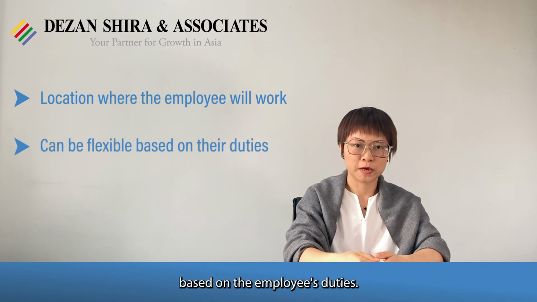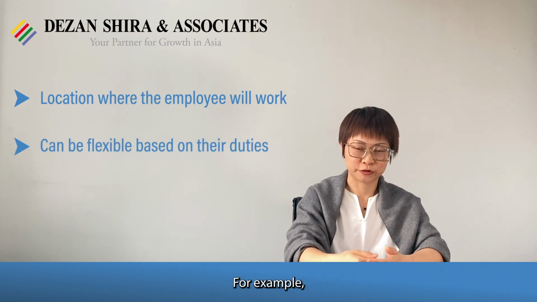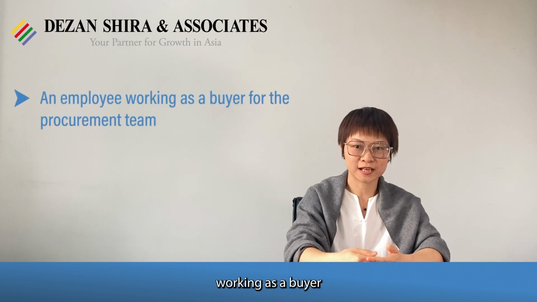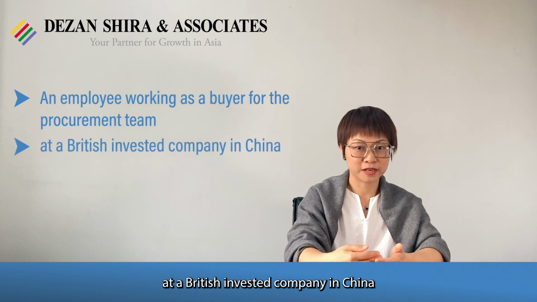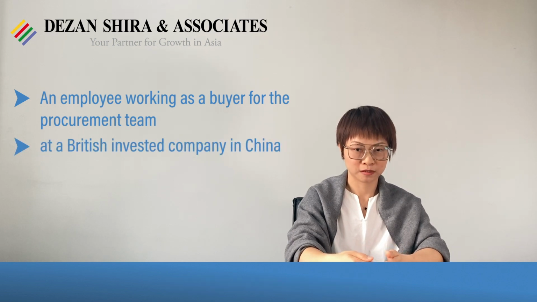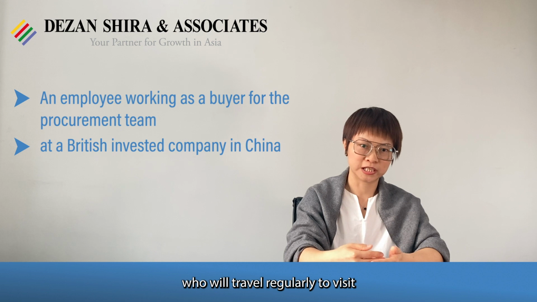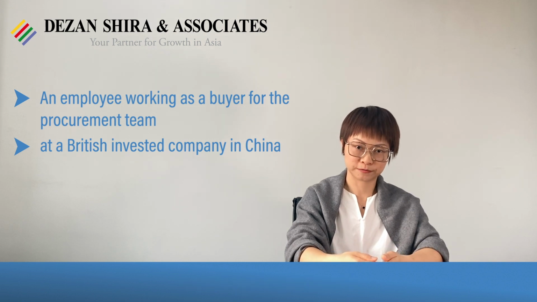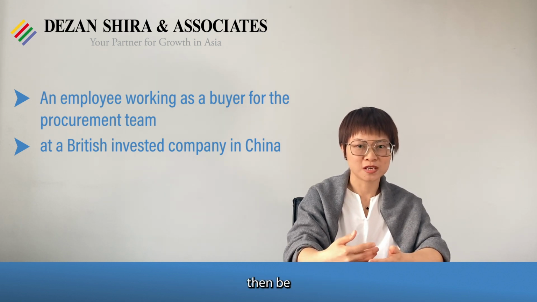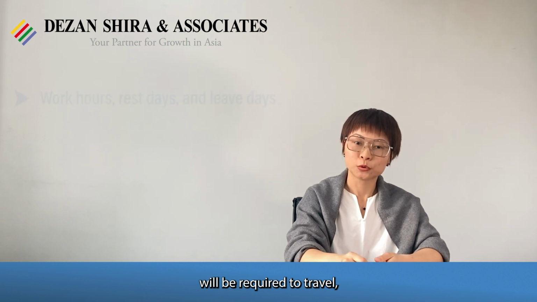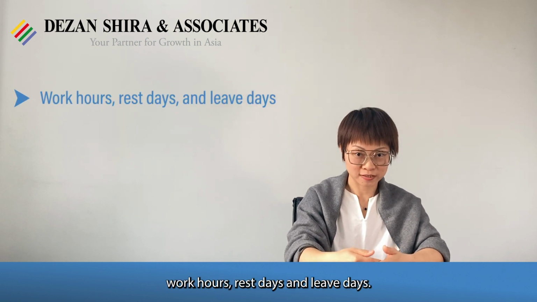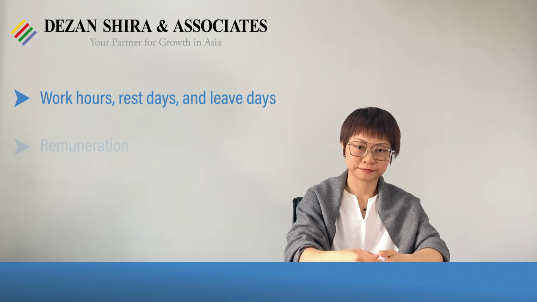It can be flexible based on the employee's duties. For example, an employee working as a buyer for the procurement team at a British invested company in China, who will travel regularly to visit various suppliers. You will then be able to include the main place of work with the inclusion that the employee will be required to travel. Work hours, rest days, and leave days.